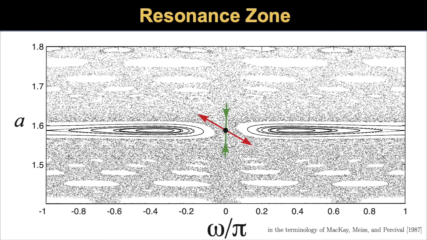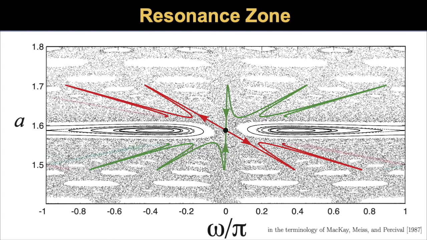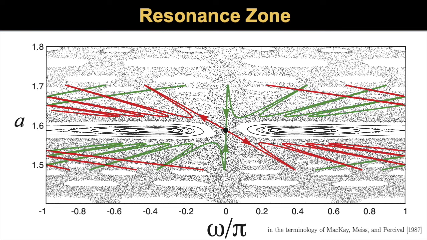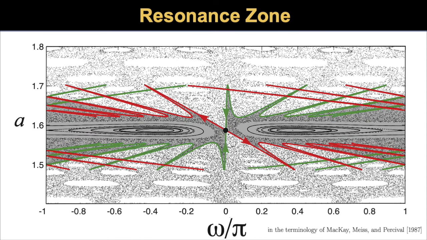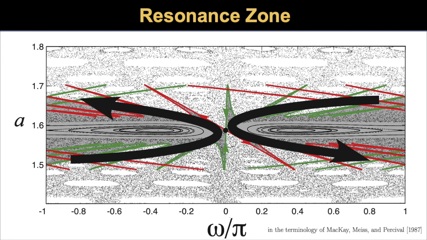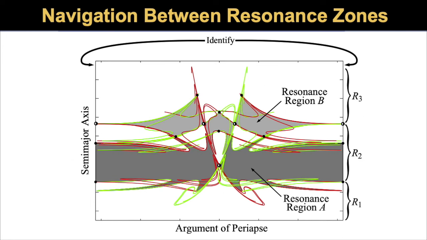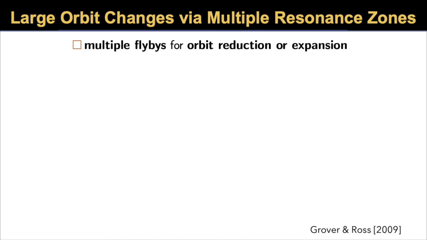Back to here, if we integrate these out in the full system, forward and backward, green is the stable manifold, red is the unstable manifold. They intersect in ways that we can systematically call a resonance region. You'll notice there's a chaotic layer to the resonance region. The overall dynamics is that things come in along stable directions and leave along unstable, and there are just as many things decreasing in semi-major axis as increasing. This is showing two resonance regions that are neighboring each other. If you want to find trajectories that can really change their semi-major axis a lot for free, you use this effect of navigating between resonant zones.